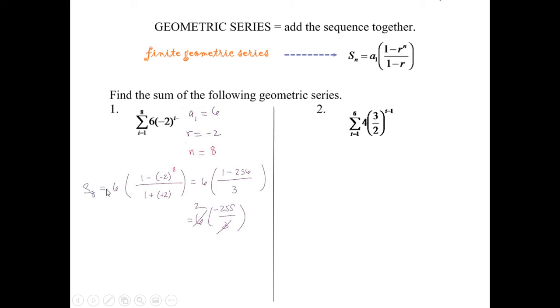So s sub 8 is equal to a sub 1, which is 6, times 1 minus r, which is -2, to the 8th power, all over 1 minus r, which is 1 minus -2, so it becomes a +2. This becomes 1 minus 256 divided by 3 times 6. And if I do the math, that turns out to be s sub 8, the sum of the first 8 terms in this geometric series, is -510. Give you a second to jot all those down.